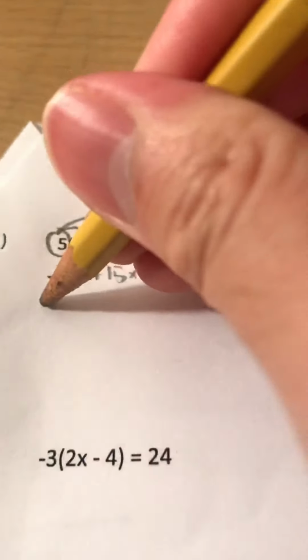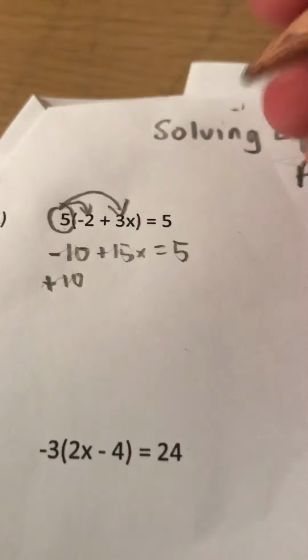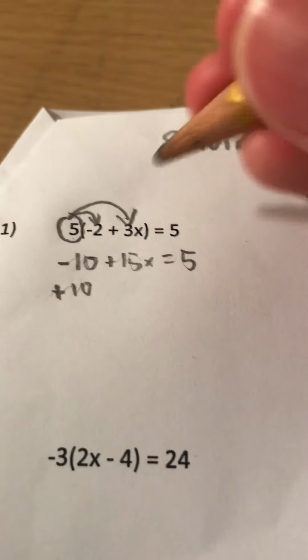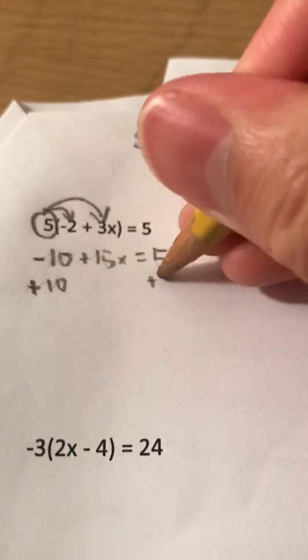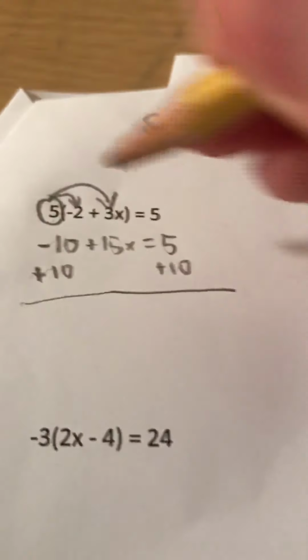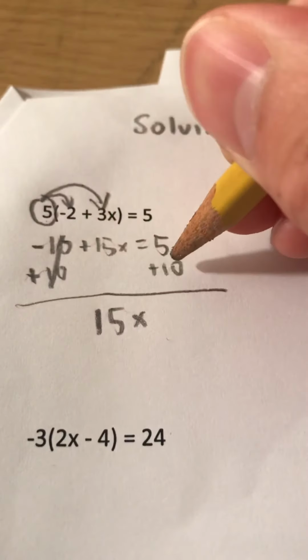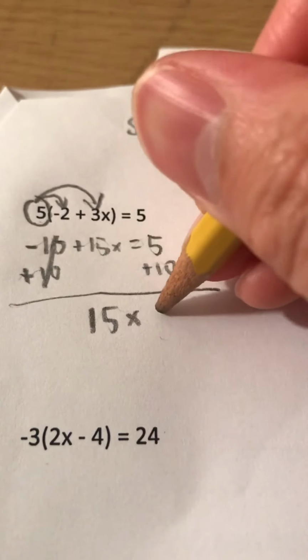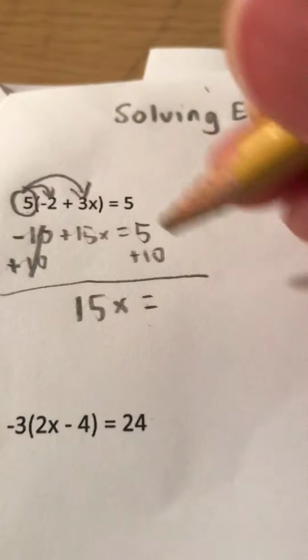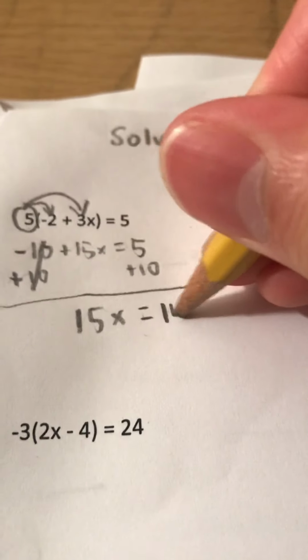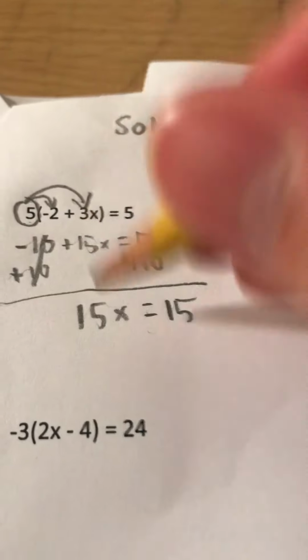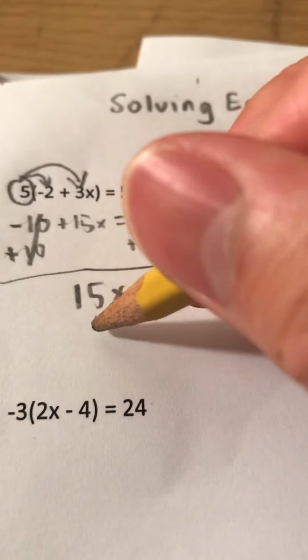I get rid of the constant first by doing the opposite. Opposite of negative 10 is positive 10. What I do to one side, I do to the other. These cancel out. I'm left with 15x on the left side. On the right side, I got 5 plus 10. That's 15.